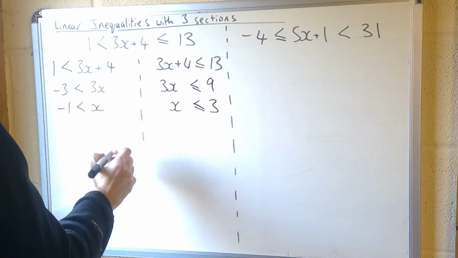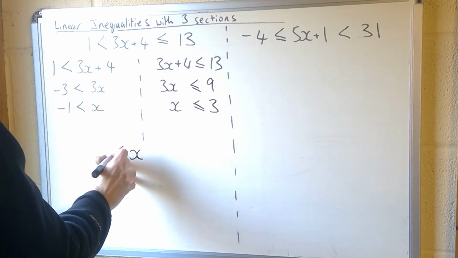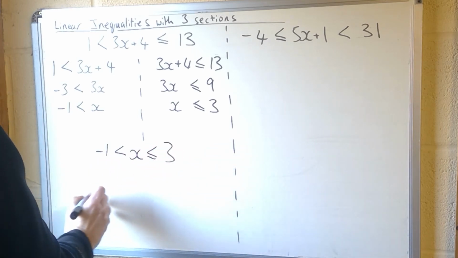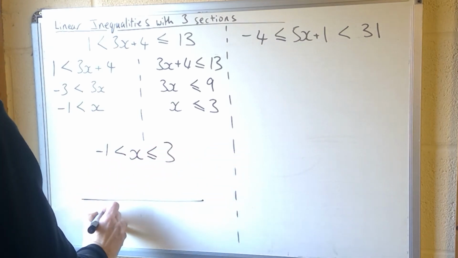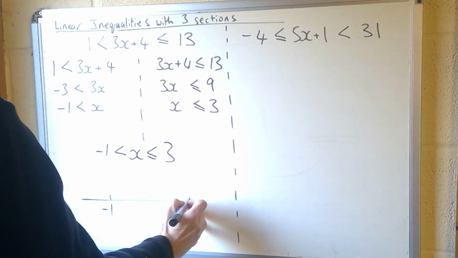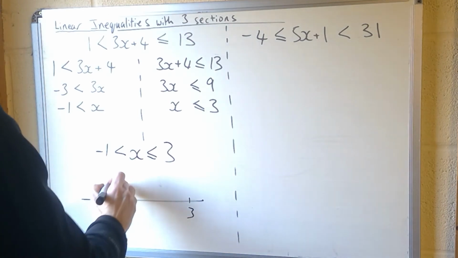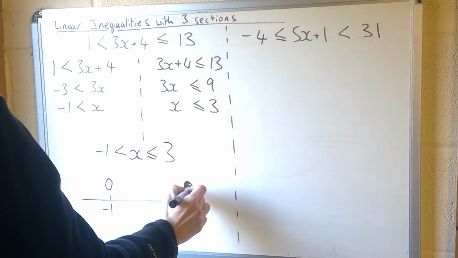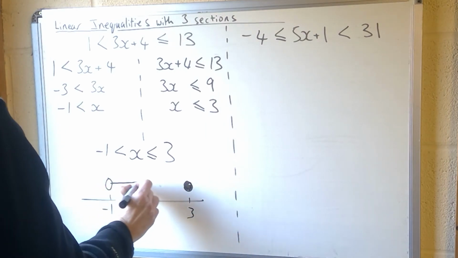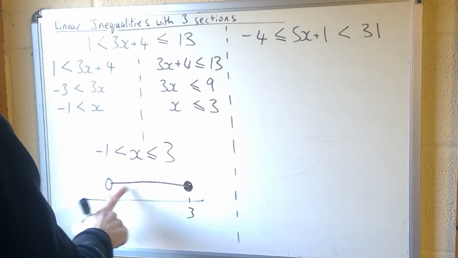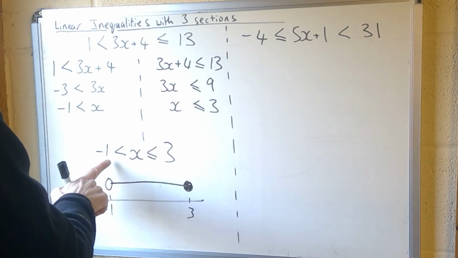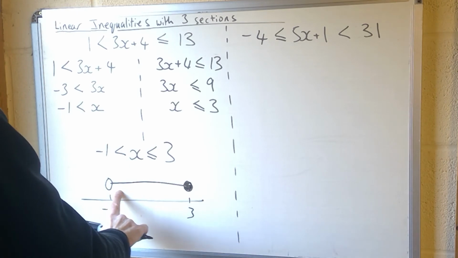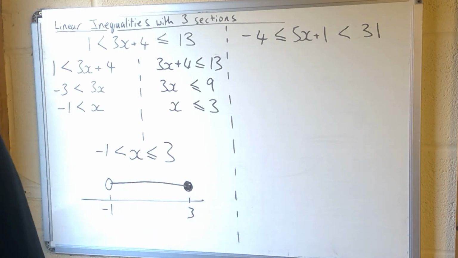I can put that all together now, saying x is greater than negative 1 and less than or equal to 3. And I can show that on a number line by marking on negative 1, marking on 3. We'll have an open circle here, and we'll have a shaded circle there. And this line represents the finite range that's greater than negative 1 and less than or equal to 3. So that's the range in which x can lie.